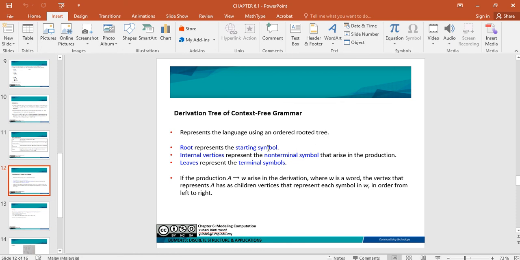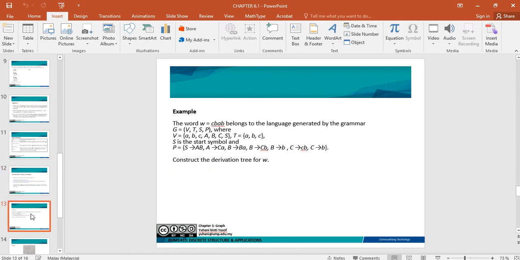Root is the starting symbol. Leaf represents the terminal symbol, which we usually denote with a small letter. Okay, so now I have one example. The word W, CBAB, is one word generated by this grammar. You need to recall alphabet and word. This is just one word.